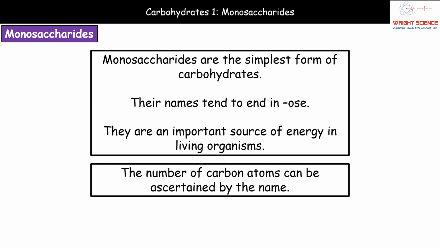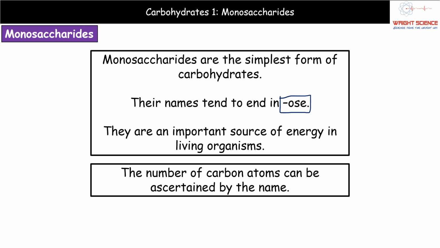What we find is we can generally spot them from their name because their names are going to end in OSE. So glucose, ribose, etc. They all have that familiar ending OSE, which is our little flag saying this is a carbohydrate. Now, as we mentioned earlier, these monosaccharides are really quite important in terms of being an energy source in living organisms. And when we're looking at the names of these different monosaccharides, we can, in some instances, identify the number of carbon atoms from the name.